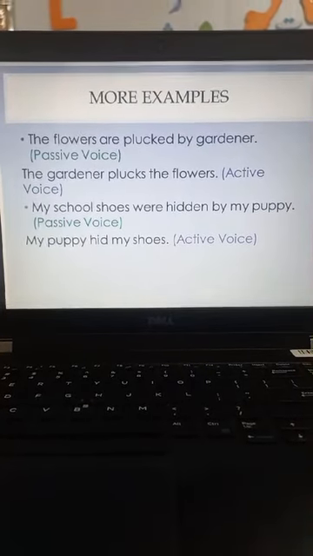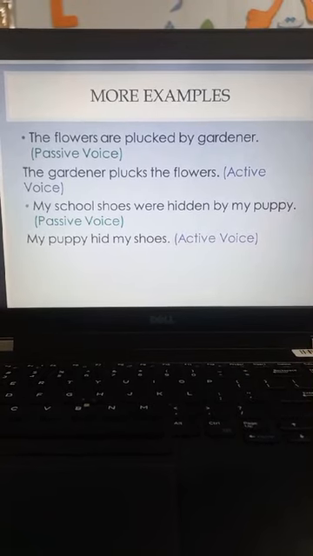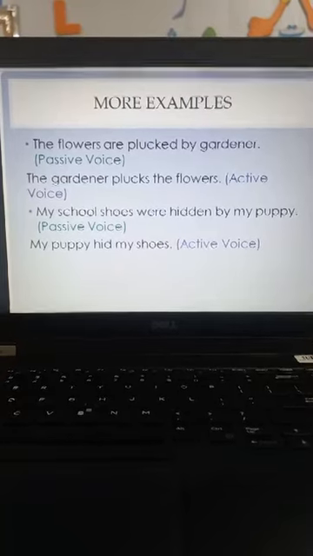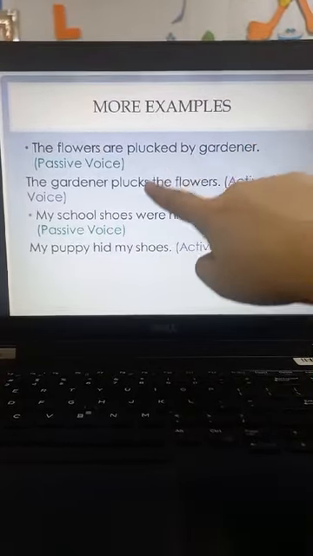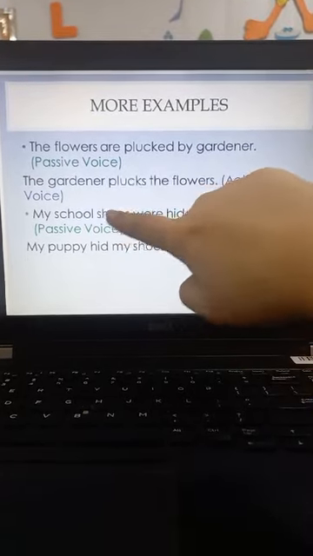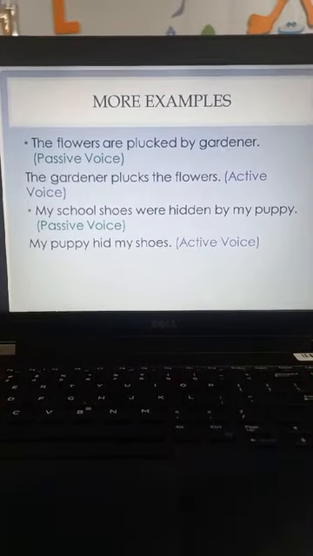Last, we have some other examples like the flowers are plucked by the gardener. It was the passive voice. So considering the rules that we had used for the conversion, we are going to change are plucked into simply first form of verb. The gardener is added at the first of the sentence. The gardener plucks the flowers.